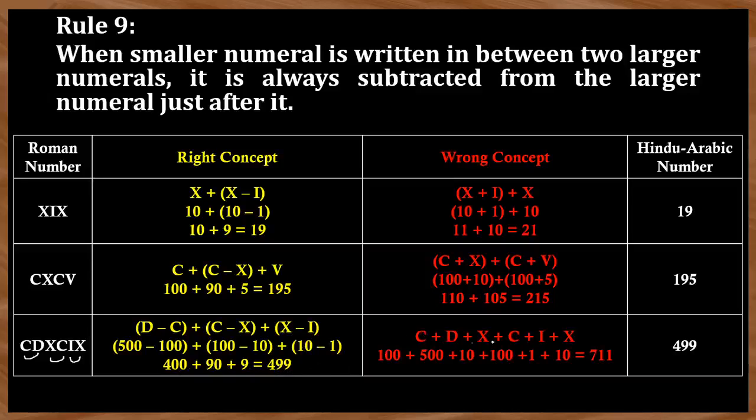Some of you may think like this. You can add all these things like this: C plus D plus X plus C plus I plus X, which is 100 plus 500 plus 10 plus 100 plus 1 plus 10. So it will become 711. So it is wrong. You have to use this rule. Okay, when a smaller numeral is written in between two larger numerals, it is always subtracted from the larger numeral just after it. You should not consider the previous number to the small number. Okay, just after the number you have to subtract. So this rule you have to remember while you are converting a Roman numeral into the Indo-Arabic numeral.